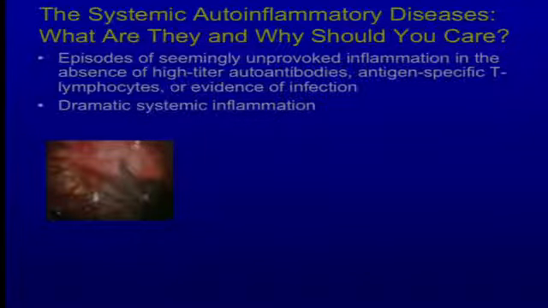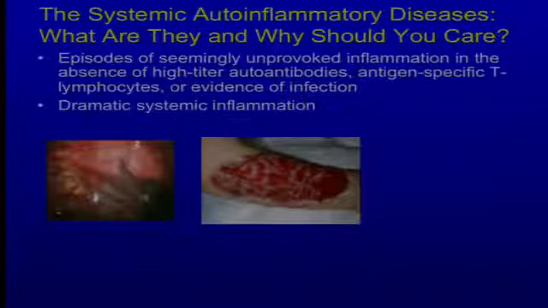First of all, on the left-hand side, you can see a laparoscopic view of the peritoneal cavity of a 7-year-old girl that we saw at the NIH a few years ago who has TRAPS, the TNF receptor-associated periodic syndrome. This is one of the diseases that we will be discussing this morning. This child had episodes of intermittent sterile peritonitis, and what you can see here are adhesions that have formed because of the repeated episodes of sterile peritonitis.